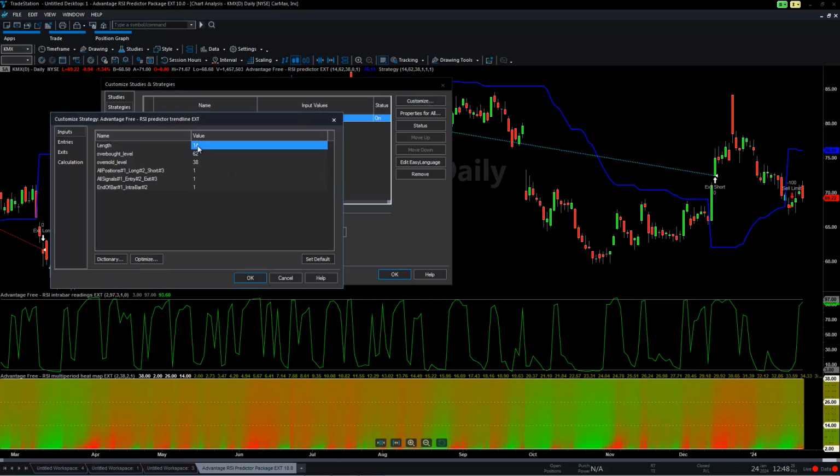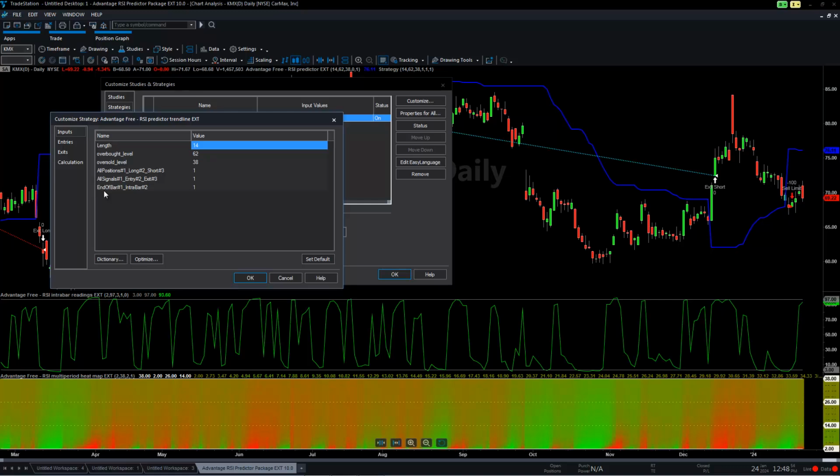So first, 3 inputs: length, overbought level, and oversold level. These are the inputs that you also use to create a trend line. And then you can choose to trade all positions, long only, or short only. And you can also use it for all signals, or only for entries, or only for exits.